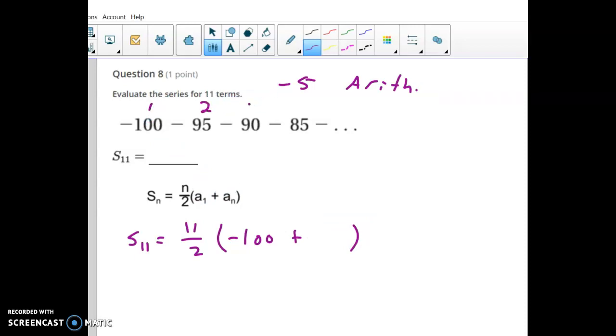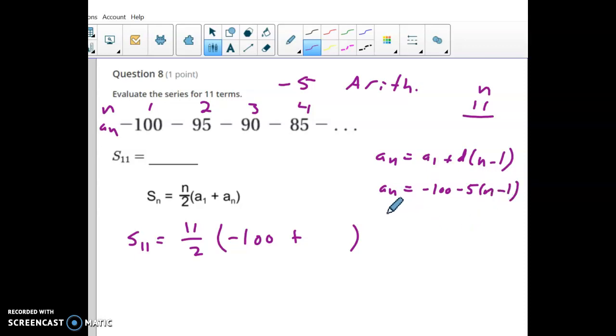Certainly we could list them all out, but I think it would be easier if we asked, what is the 11th value over here? Basically, if we had the explicit formula, we could make n be 11 and then find the a sub n value. Remember, these are n and these are the values a sub n. The formula for an arithmetic sequence is the first term plus d times n minus 1, where d is the common difference. For this particular problem, a1 is negative 100, and we're going down 5, so d is minus 5.